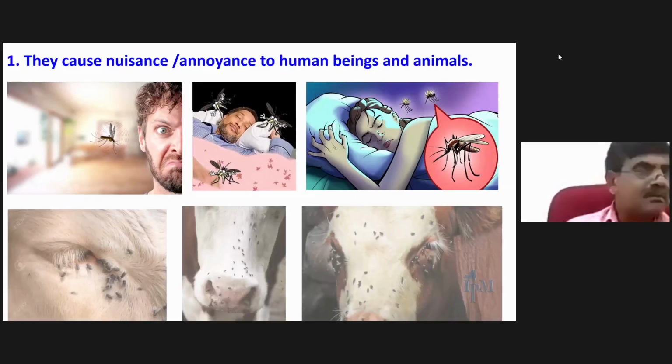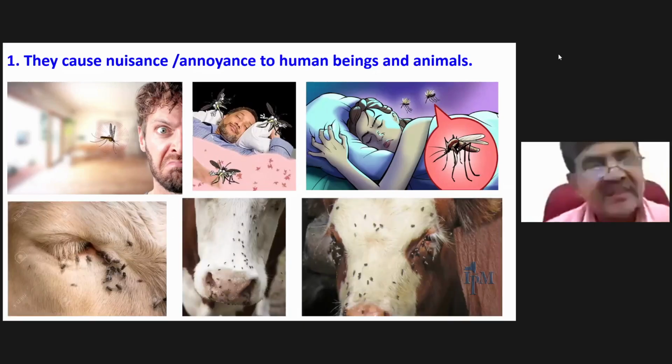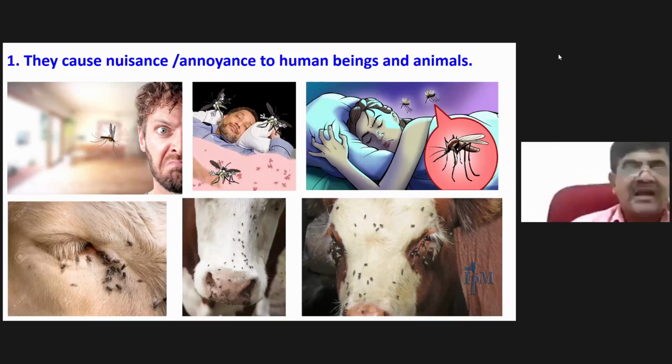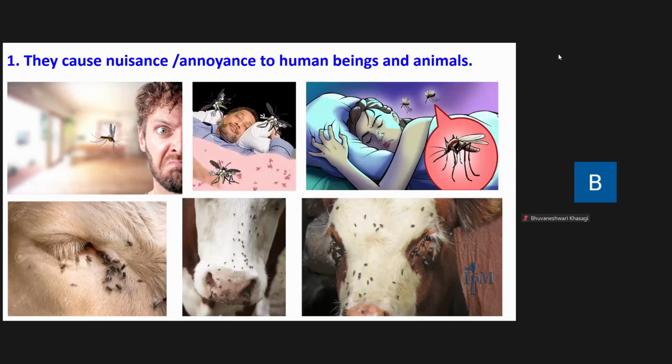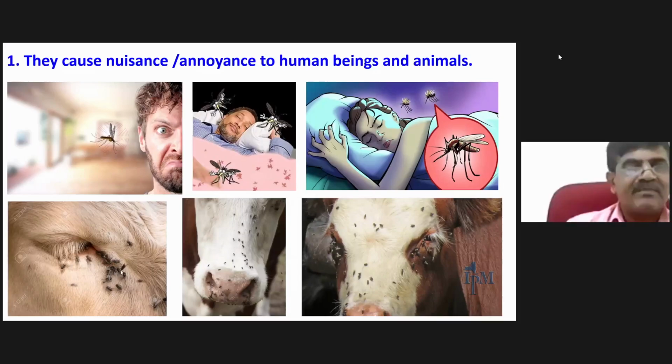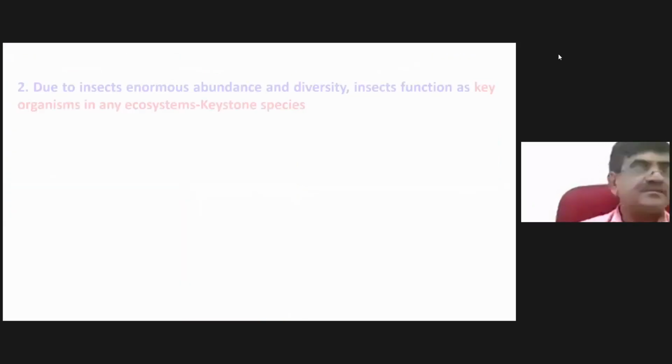Apart from mosquitoes, there are some flies that cause nuisance to the animals. You can see in the diagram, they are causing a nuisance by coming near to the ear. Similarly, you can see on the face of the animal. So these flies cause nuisance to the animals. So the first reason why we have to study entomology is they cause nuisance or annoyance to human beings as well as animals.